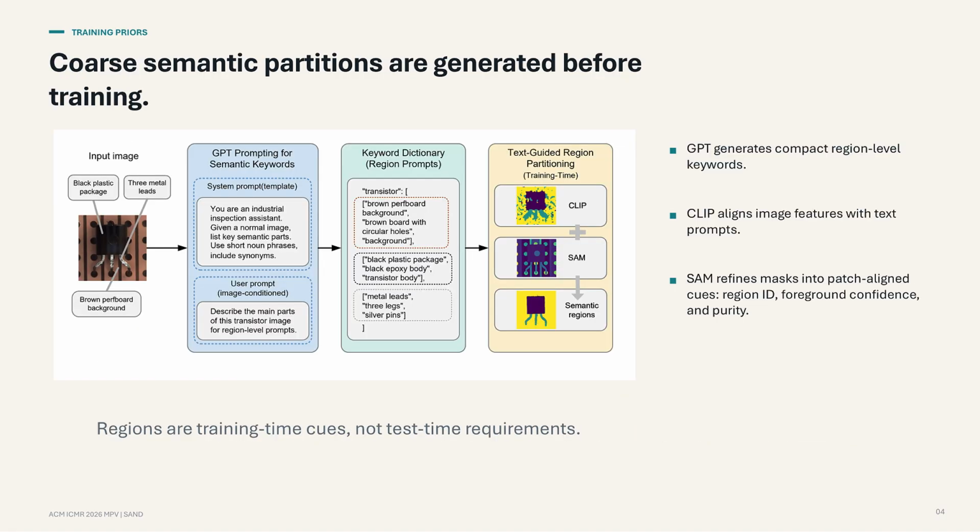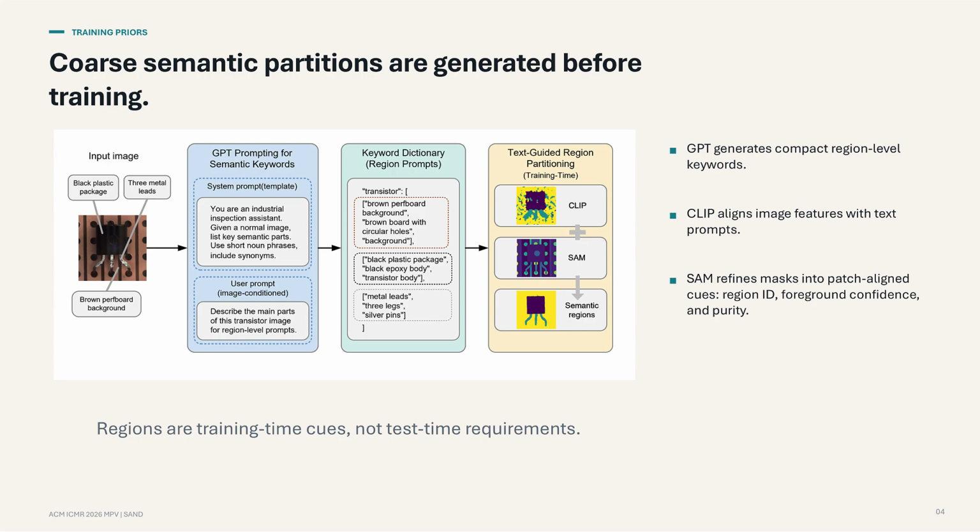SAND first obtains coarse semantic priors before training. For each category, region-level keywords are generated as compact text prompts. CLIP aligns image features with these prompts for coarse text-guided localization, and SAM refines the masks into patch-aligned semantic regions. The resulting masks are projected to the patch grid. Each patch receives 3 cues: a region ID, a foreground confidence, and a purity value.